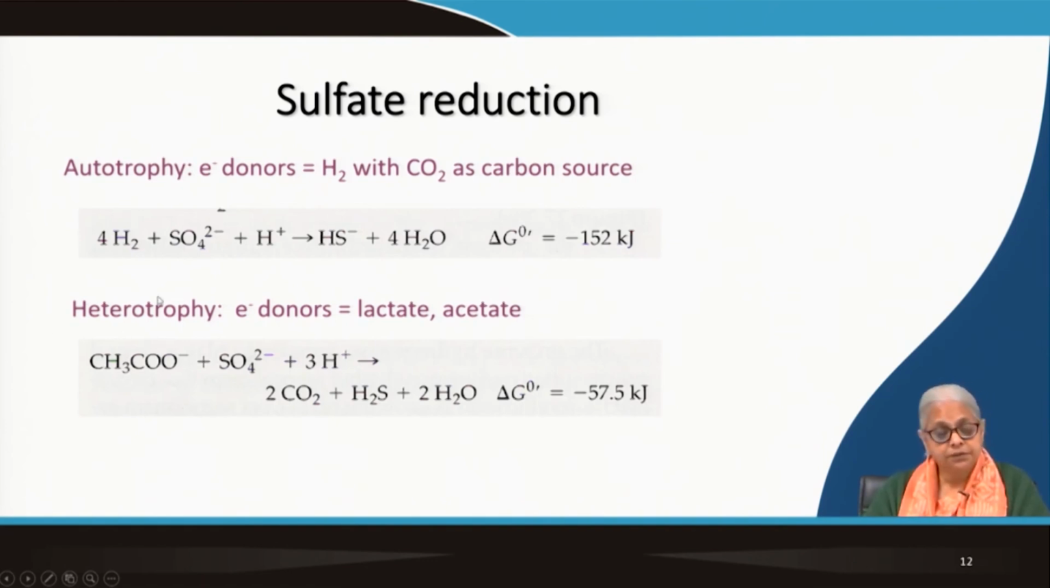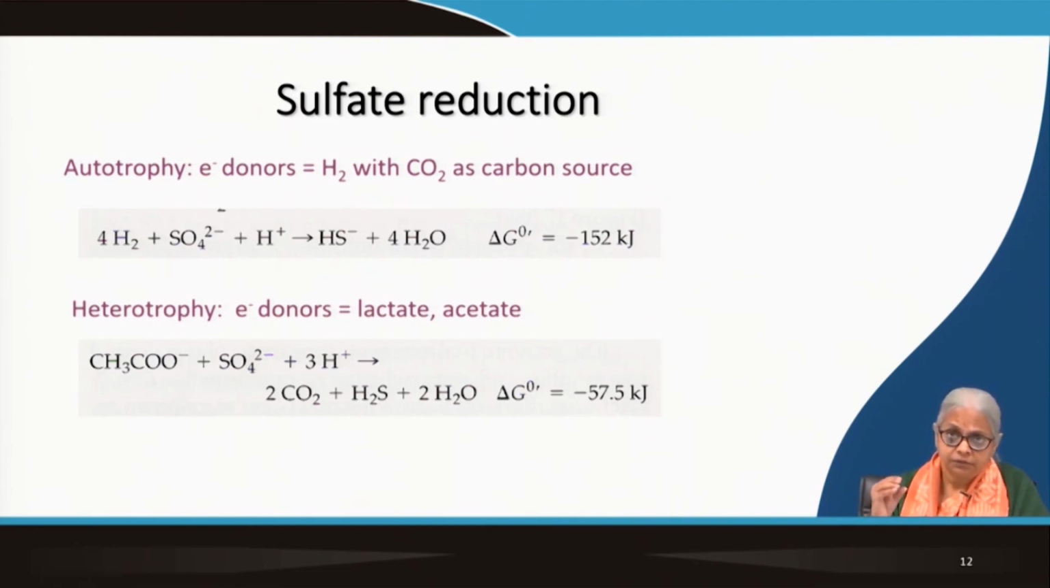For heterotrophic organisms, they can use sulfate along with any organic compound. These organic compounds can be lactate, acetate, any number of compounds are possible. They will convert the organic compound to CO2, sulfate will be converted to sulfide, and that is what we see around us. When you think about wastewater, what happens?